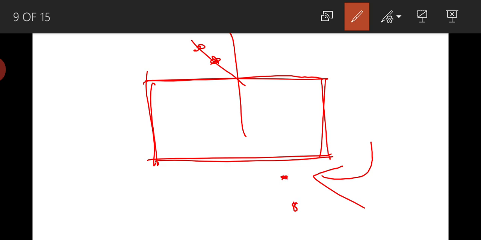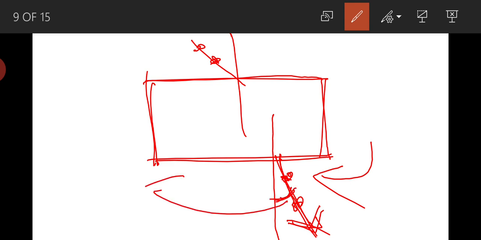After marking the points, join these two points with a straight line. This straight line will act as the emergent ray. Now draw a normal and measure the angle between the normal and the emergent ray. This angle will be equal to 30 degrees.